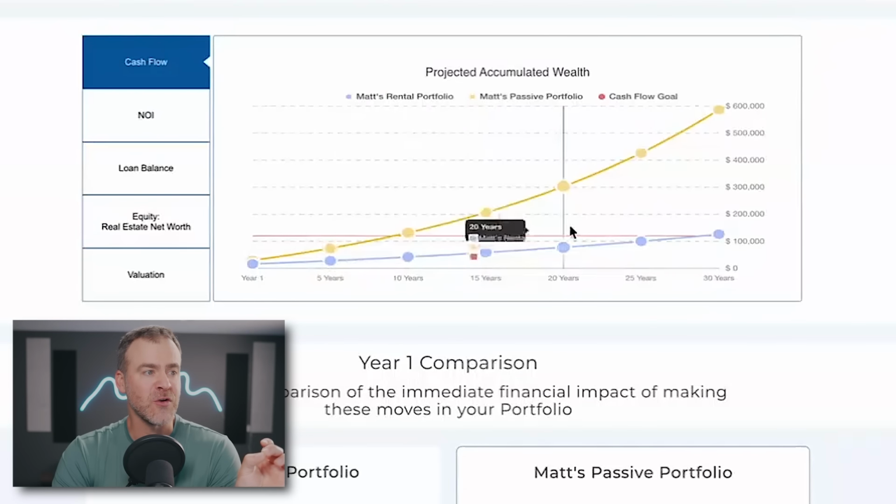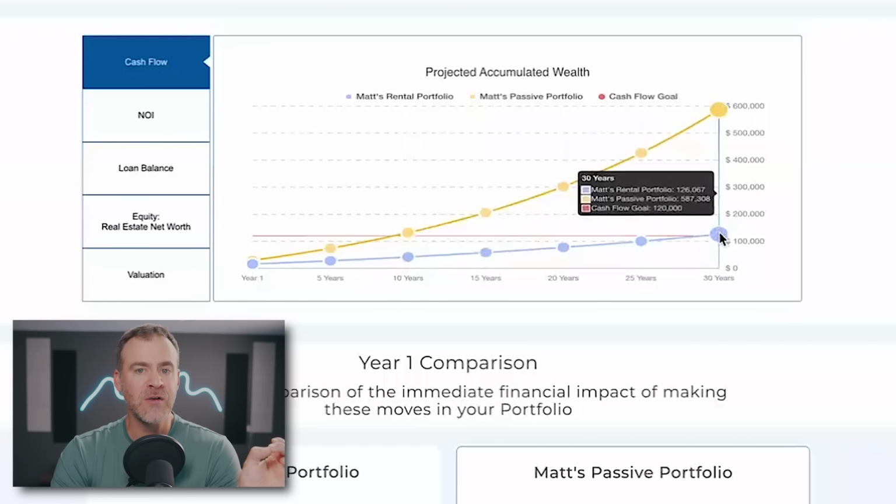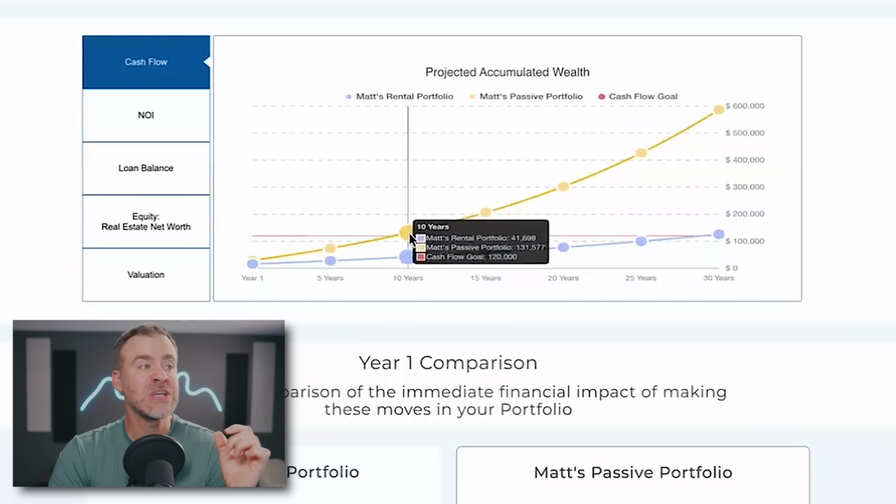Now, after Matt analyzed all the rental properties in his portfolio and his portfolio as a whole, he made some big moves based on his personal goals, the performance of the properties, and the market conditions. And you can see here, this blue line is his current portfolio. In about 30 years, if he did nothing, he would achieve his goal of $120,000 a year. But it's going to take 30 years. Now, by going through this process and optimizing his return on equity, he'll be able to achieve his goal in about 9 to 10 years. So massive wins for his portfolio.